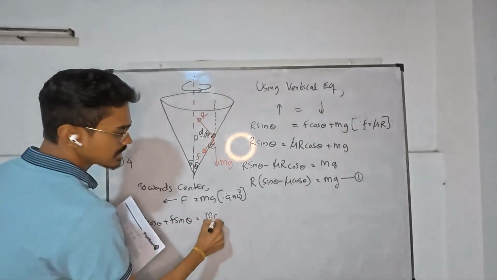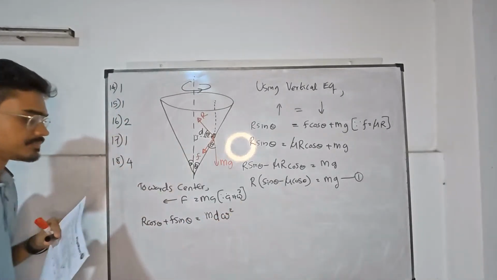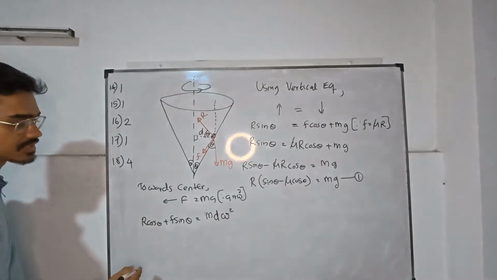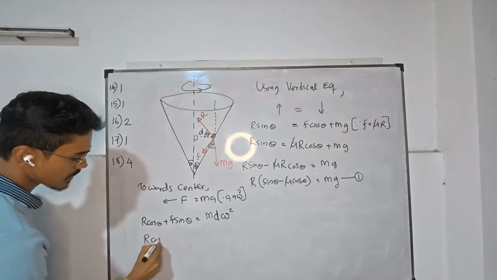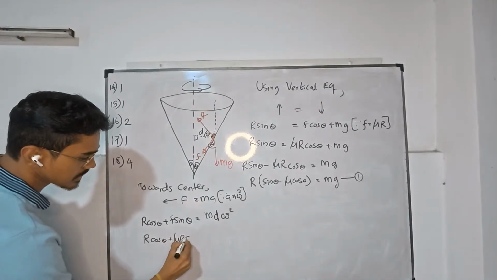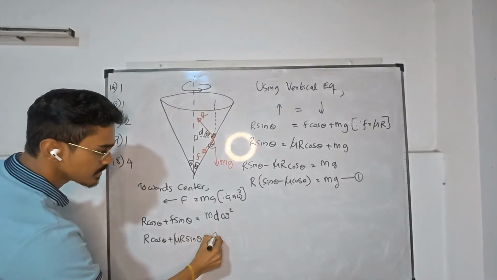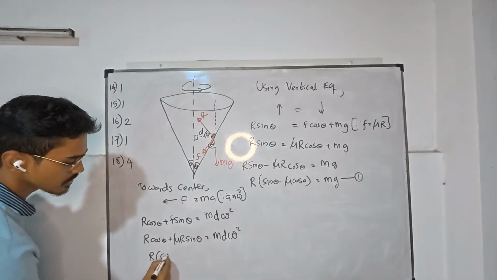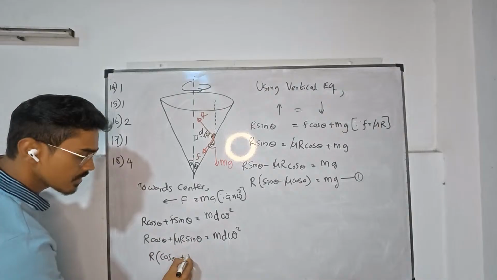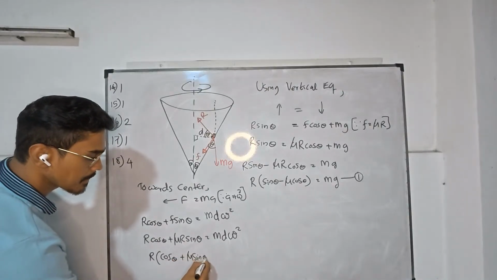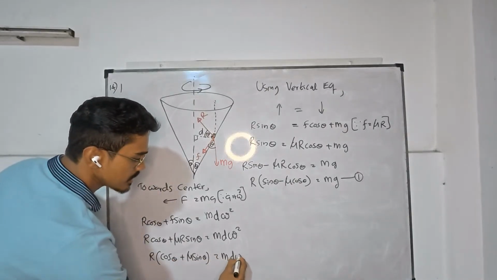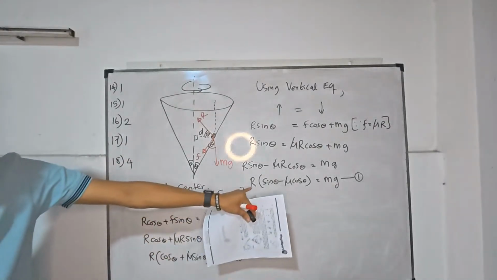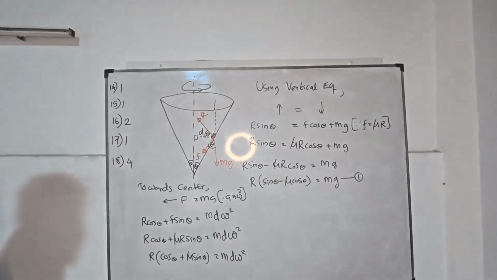M r omega squared, where r is d now. So m d omega squared. Right? Okay, again, we can expand these terms. F equals mu R, no? R cos theta plus mu R sin theta equals m d omega squared. Take R out: R times (cos theta plus mu sin theta) equals m d omega squared. Now for R, I can use the substitution from here, right?